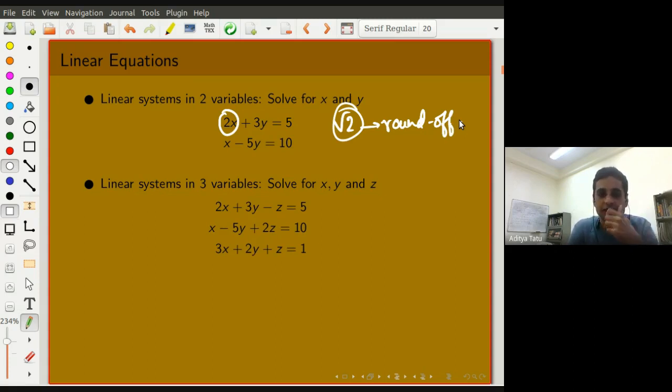Third, rounding errors. So this is what is called perturbation analysis. So instead of 2, if I perturb this number a little, from 2 I take it to be, let's say, 2.000567, how is this going to impact the solution? Okay, so all these three are very relevant in practice.